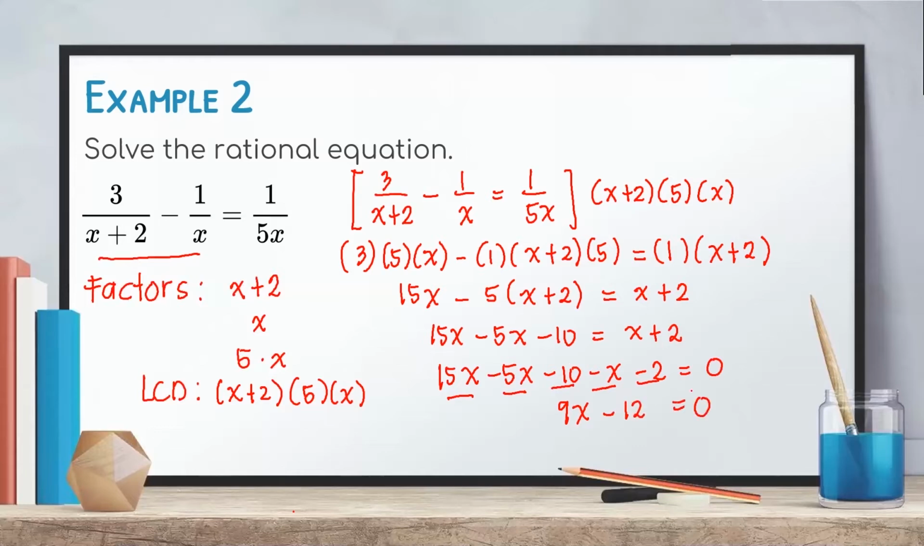Then equals 0. Once again, to solve for the value of x, move the constant number to the right side of the equation, giving us 9x equals 12. Divide both sides by 9. Hence, we will have x equals 12 over 9. But we need to reduce 12 over 9 to lowest terms. 12 and 9 are both divisible by 3. Finally, we will have the answer as 4 over 3.